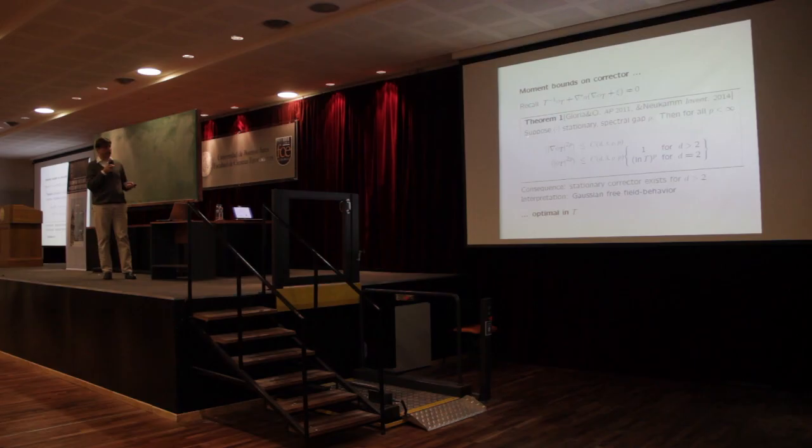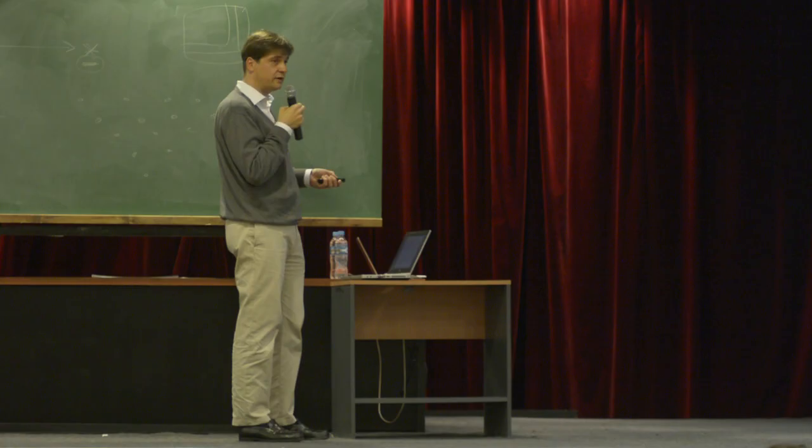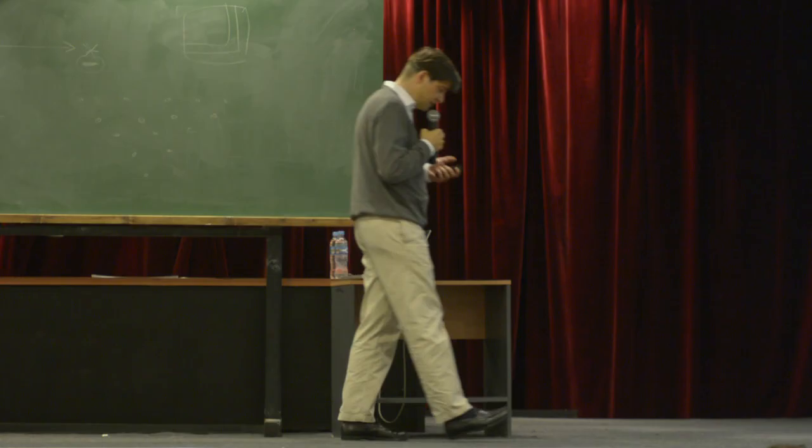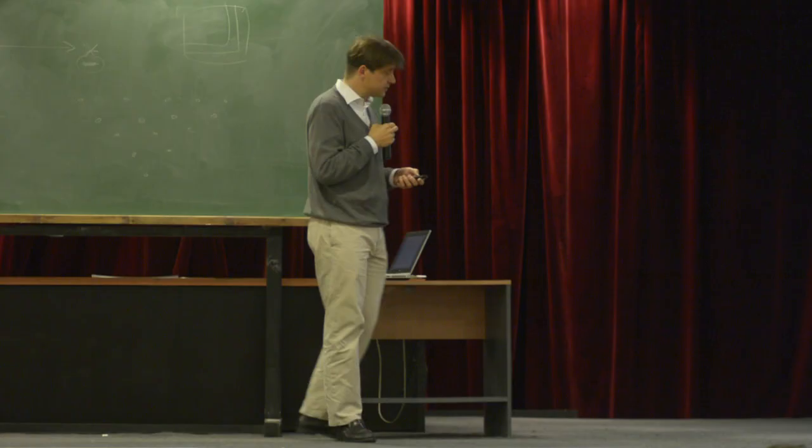And the result is that, provided the ensemble is stationary and it satisfies this quantified ergodicity property in the sense that we have a spectral gap, then in dimensions larger than 2, all moments of the gradient and of the function itself are bounded. So in particular, this easily implies that I can let t go to zero, which means I do get, in dimensions larger than 2, the existence of a stationary corrector.